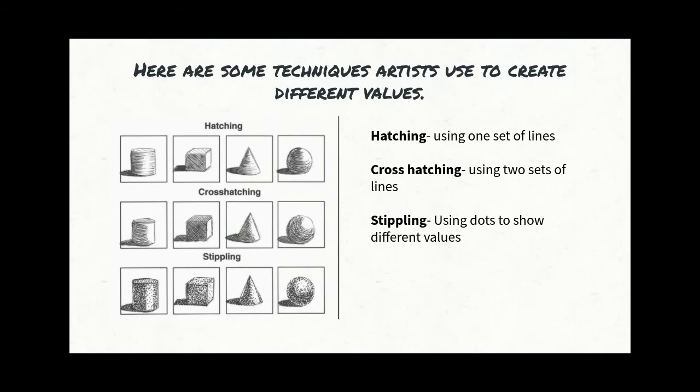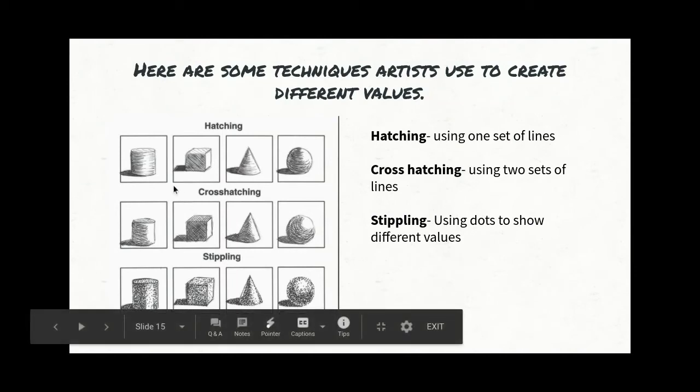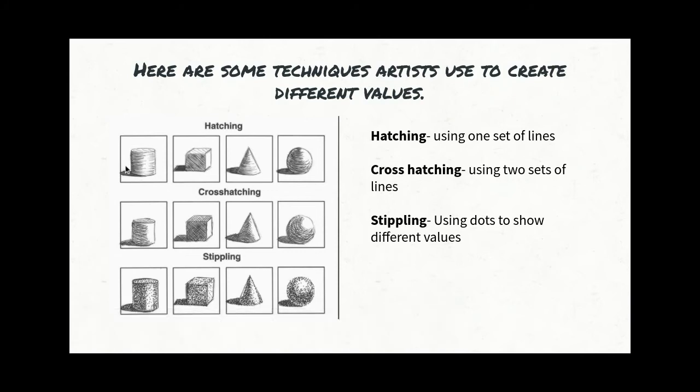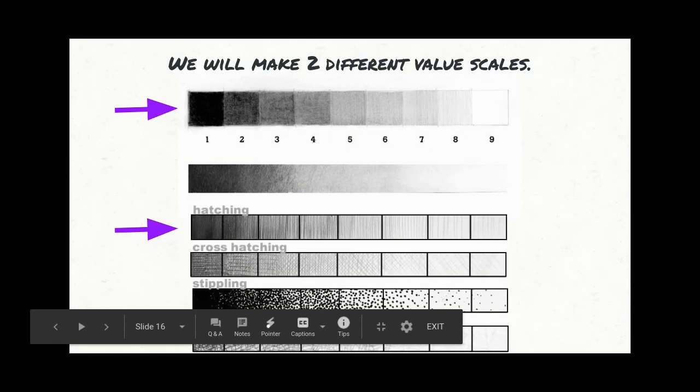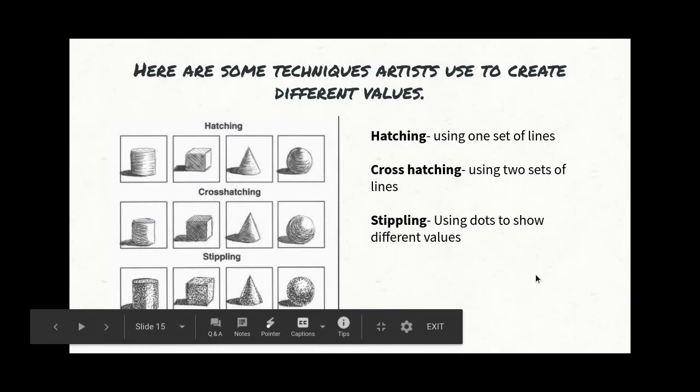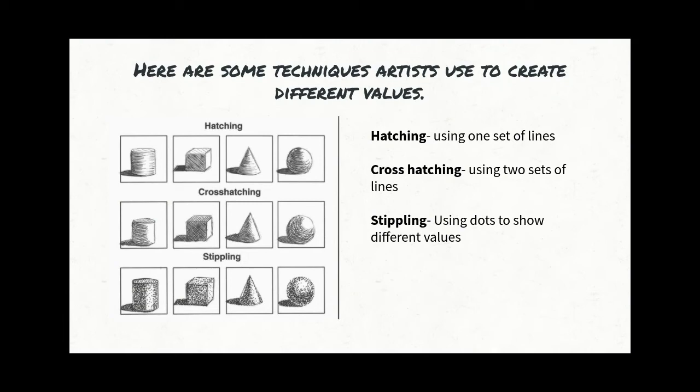Here are some techniques artists use to create different values. So there's all different ways you can create different values. So you can use hatching, which is just drawing parallel lines. Okay, they can go horizontal, they can go diagonal, they can go vertical, as long as they're parallel and they're all going in the same direction. So that's hatching. The next one is cross hatching, using two sets of lines. And then the last one is stippling, and that's when you use dots to show different values.